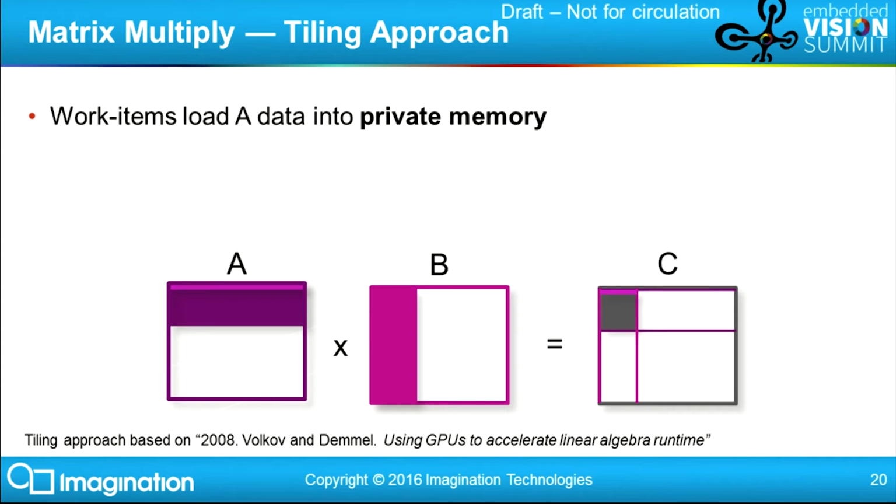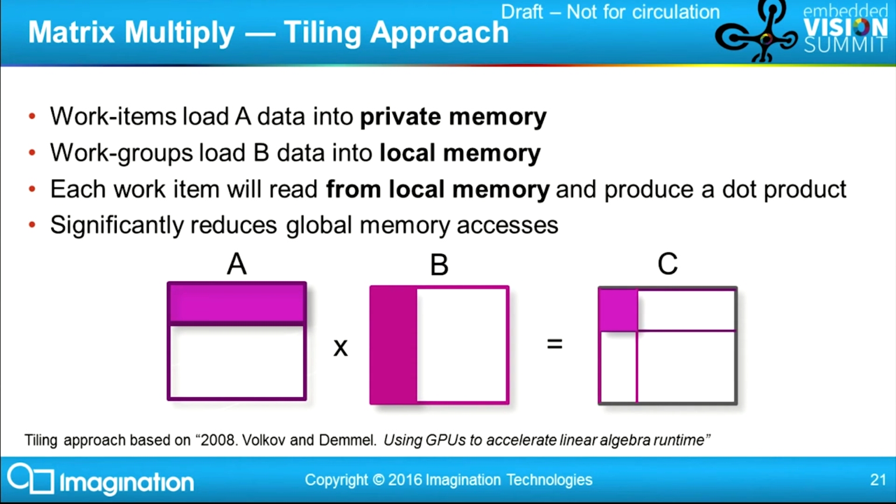We're multiplying A and B to get C again, but this time each thread or work item will output a set of values in C. It does that by loading data from A into its private memory. Then a group of work items will load data from B into local memory. Each thread, as it's generating its outputs in C, reads data from its private memory for A and from the local memory for B, and outputs the data to C. This significantly reduces the number of global memory accesses, which significantly improves the performance.